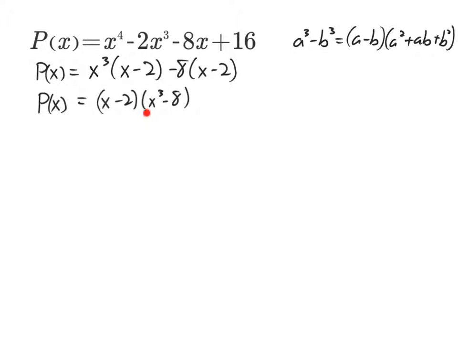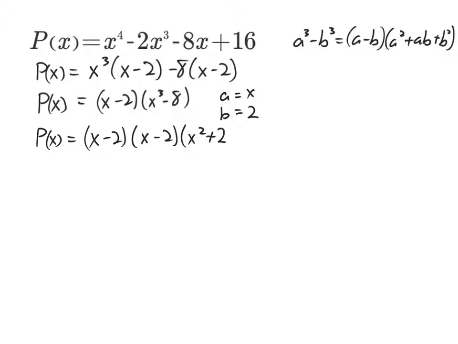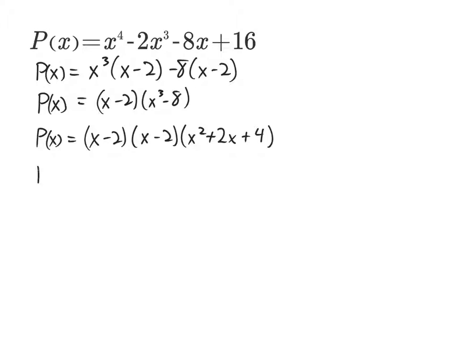So right here, I can make a be x and b be 2 because the cube root of 8 is 2. Then this can factor out to be x minus 2. And then x cubed minus 8 is going to factor out to be x minus 2, x squared plus 2x plus 2 squared, which is 4. Now I can rewrite this as x minus 2 squared, x squared plus 2x plus 4.